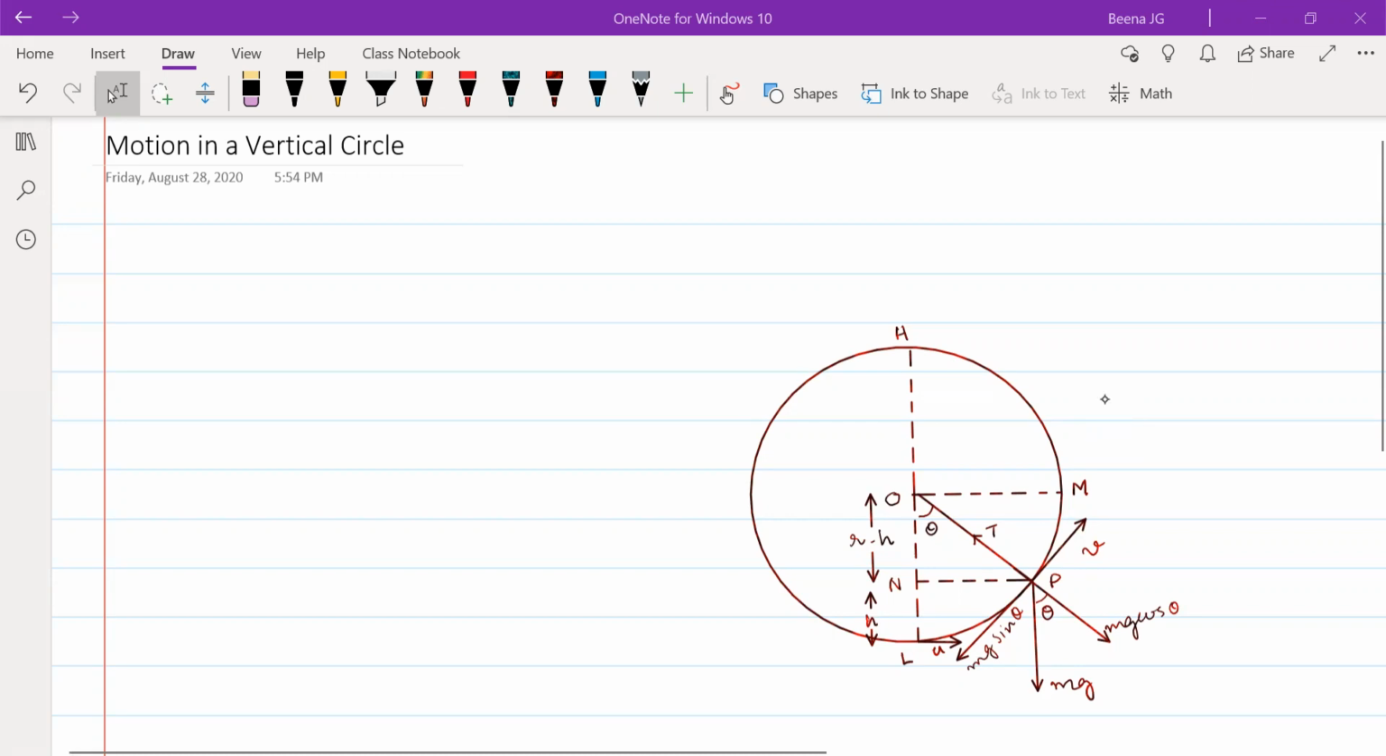So I have already drawn a figure for a particle moving around in a vertical circle. When it is at the lowermost point, the velocity we are considering as u. And we are considering a point P after a certain time. In this time, the angle covered we are considering as theta. So first of all, we are trying to get the general expression for velocity at any point.